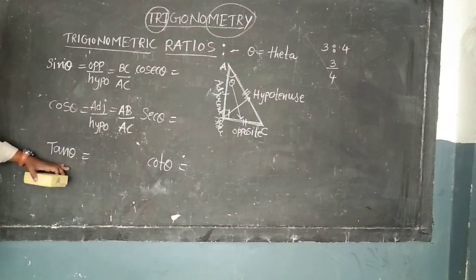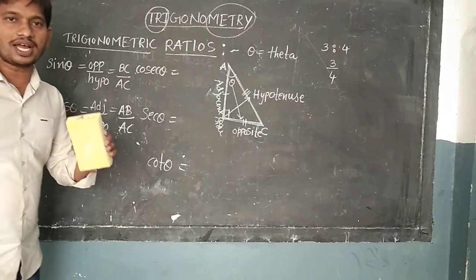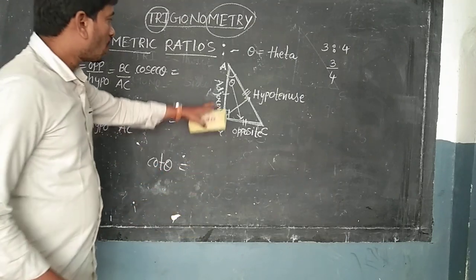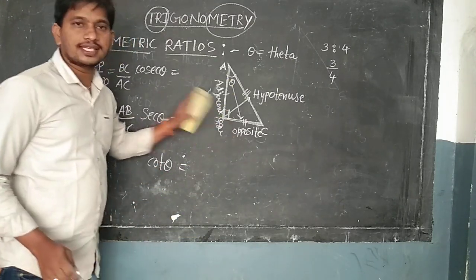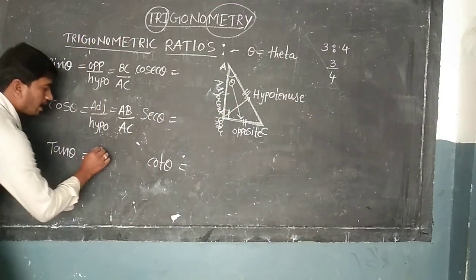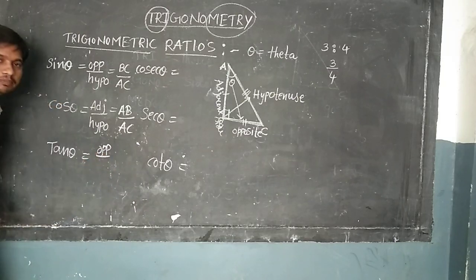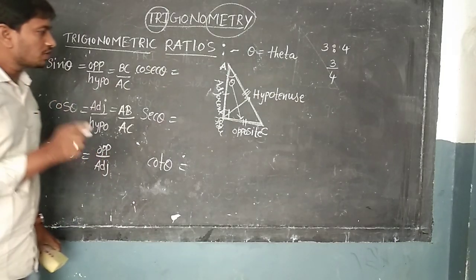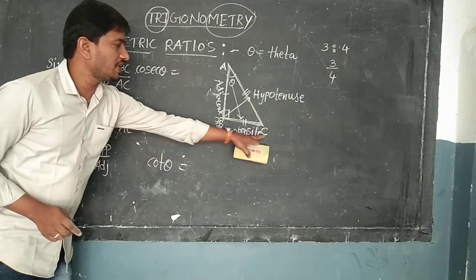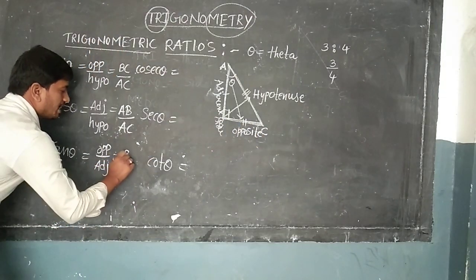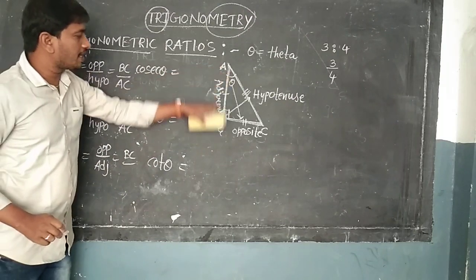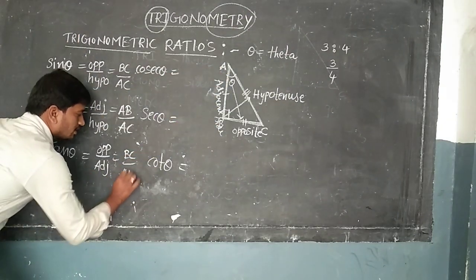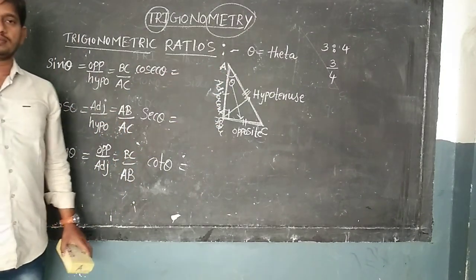Next one is tan theta. Tan theta is the ratio of opposite side to the adjacent side. So tan theta I can write as opposite side by adjacent side. Here what is the opposite side? Opposite side is BC and adjacent side is AB. So I can write it as BC by AB.